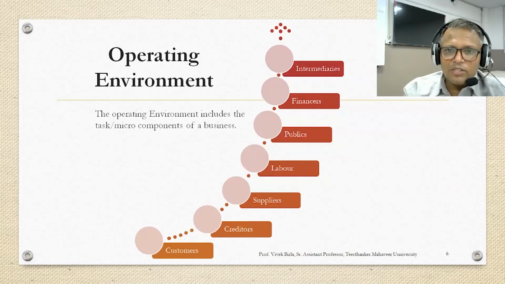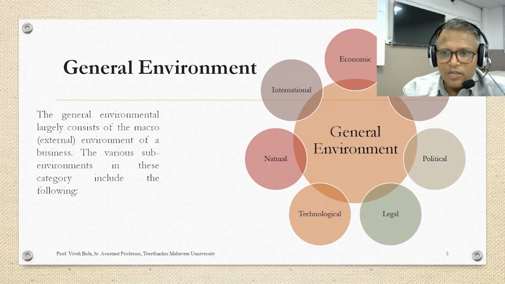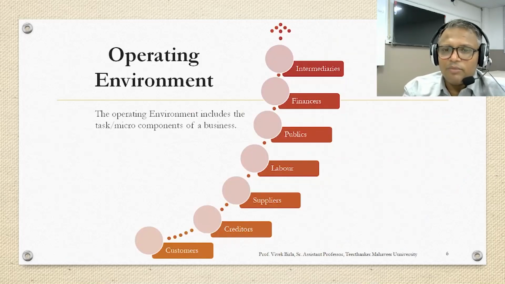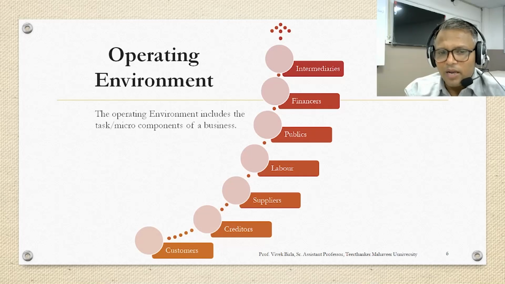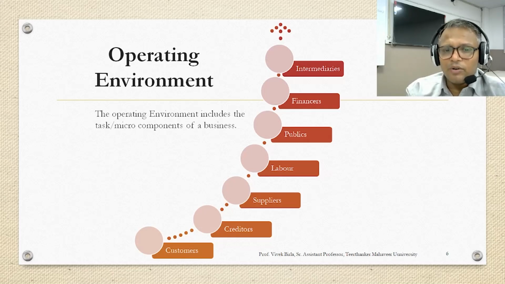The second here is the operating environment. The operating environment includes the tasks or micro components of the business. The previous one covered the macro, the external general environment. The operating environment focuses on the micro components of any business house, also called the internal environment of the organization. On this side, we study customers, creditors, suppliers, the labor or manpower available. We even focus on the public, the financiers, and the intermediaries of an organization.